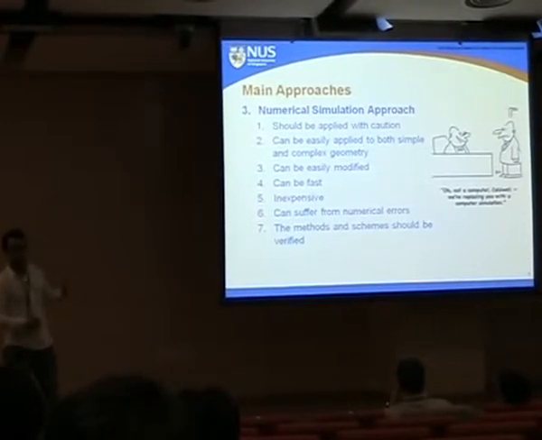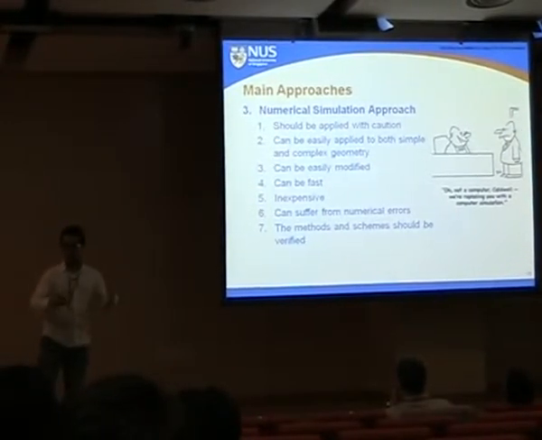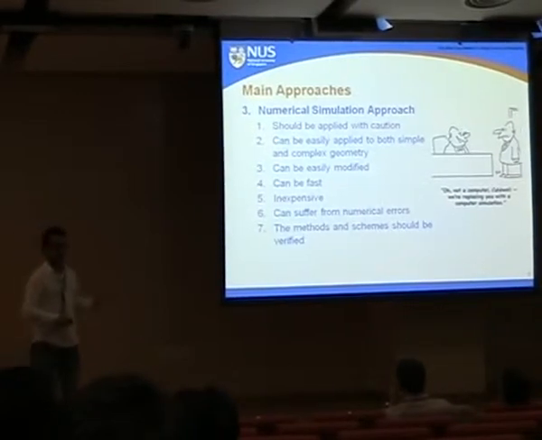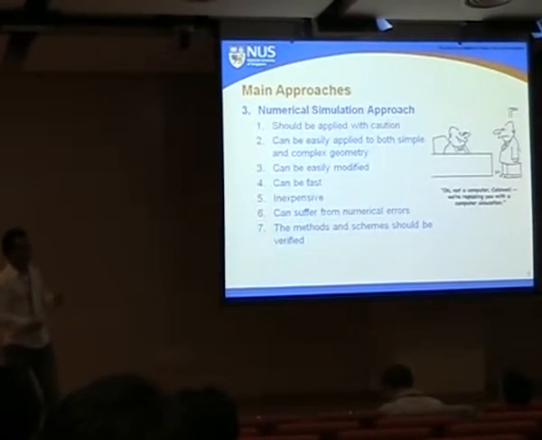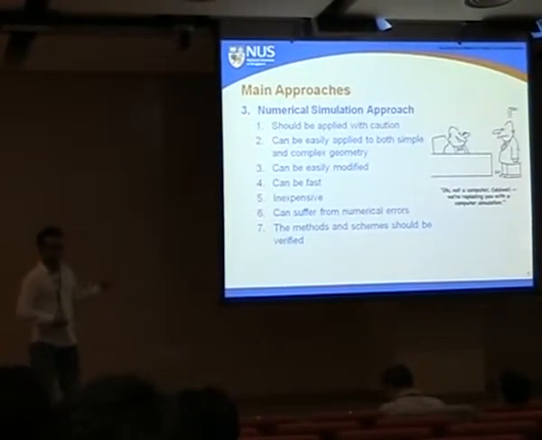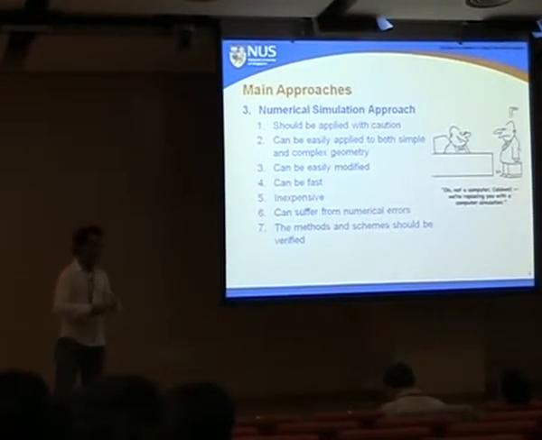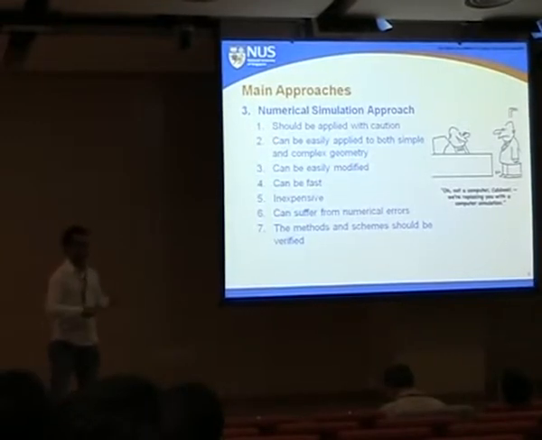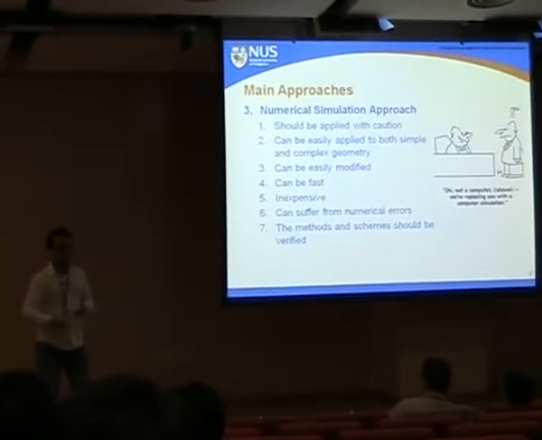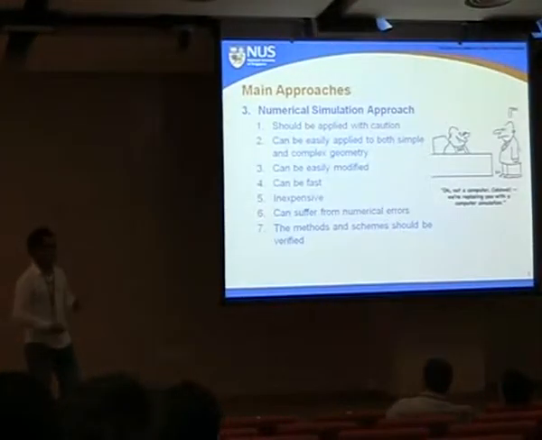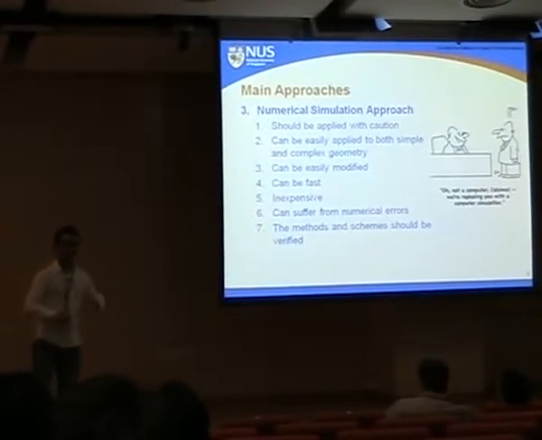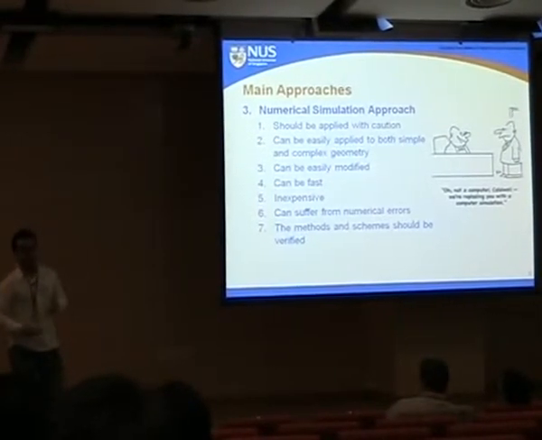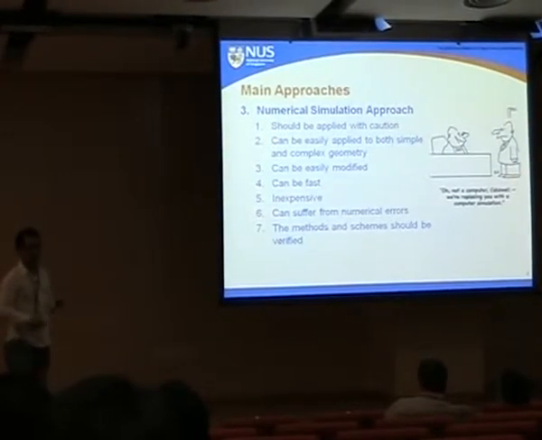You write a numerical code, you develop a method, and then you do a simulation. All you need is one computer or just a bunch of computers to solve your problem. It's very easy for both complex domains and simple domains, and it can also be easily modified. If you are not satisfied with the results, you can change the geometry and just run the code again. And it's very inexpensive.